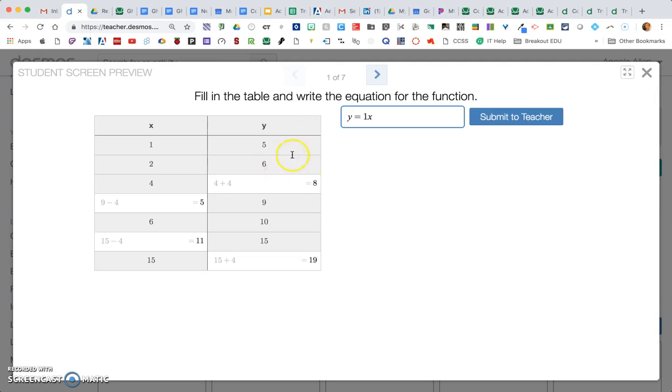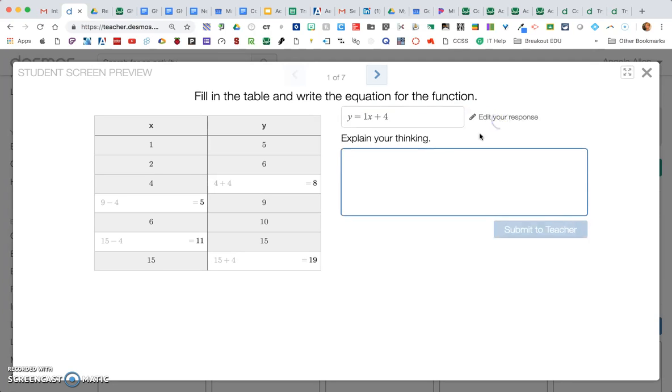Now, I don't have my y-intercept, but I can figure it out. Because as I was moving down the table, I'm adding 1. So if I go up, I'm going to subtract 1. So if I go from 1 to 0, I take away 1. So if I go from 5 up, I'm going to subtract 1. So I'm going to say plus 4. So that's my y equals mx plus b format.